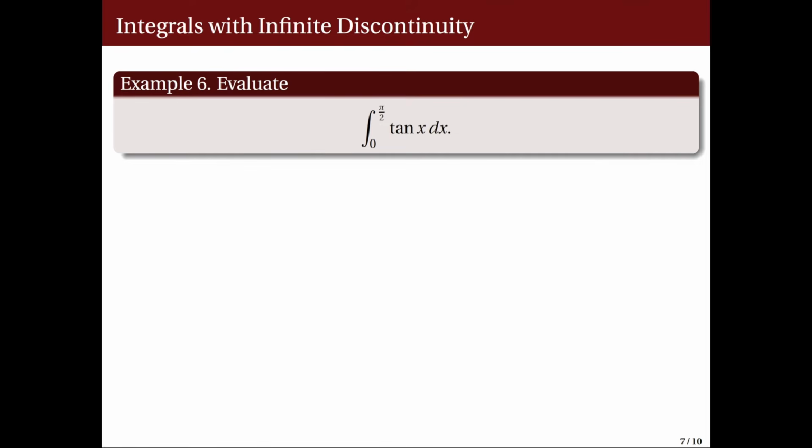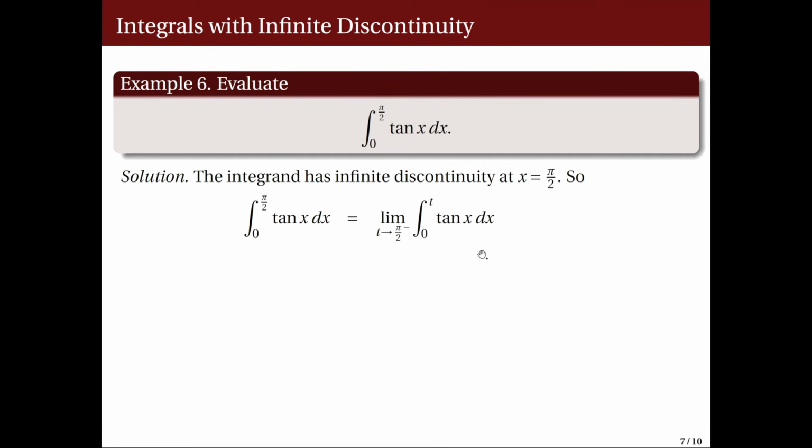For our next example, consider the integral of tangent of x from 0 to pi over 2. Again, here we inspect continuity of the tangent function. We know that the tangent function has infinite discontinuities on odd multiples of pi over 2. Hence, this is continuous from 0 to values of x less than pi over 2, and there is a discontinuity at pi over 2. So again, by definition, what we do is we rewrite in the following form.